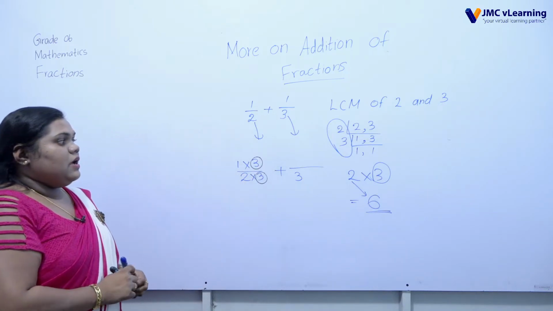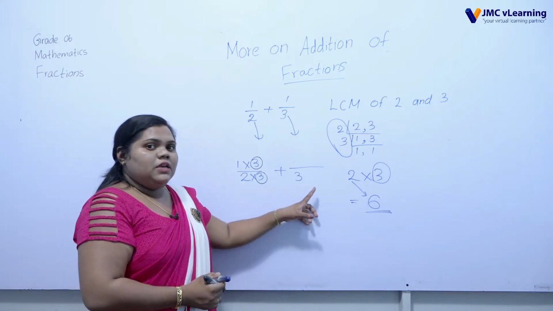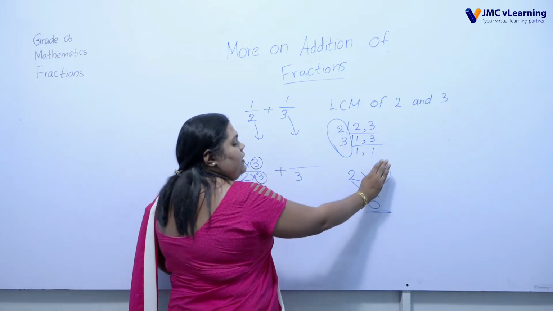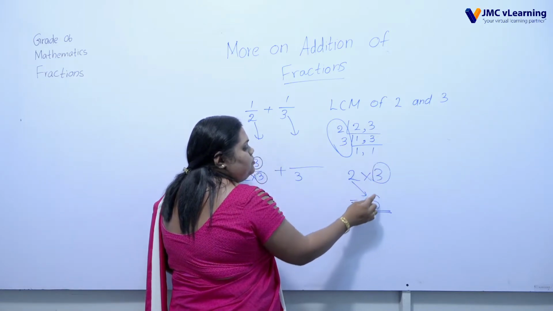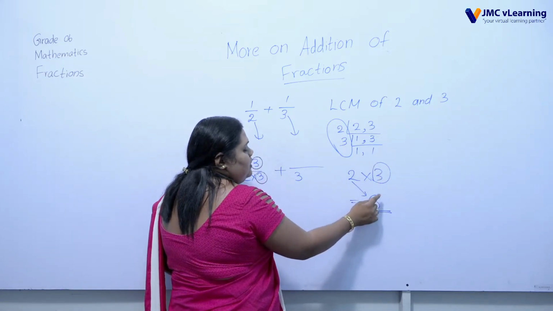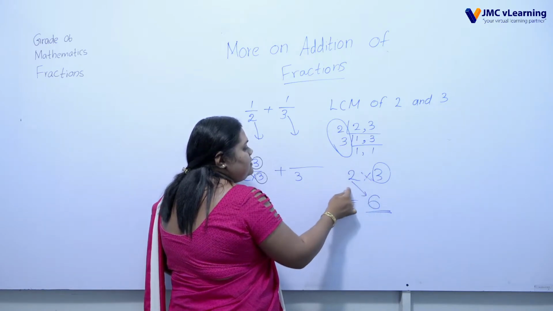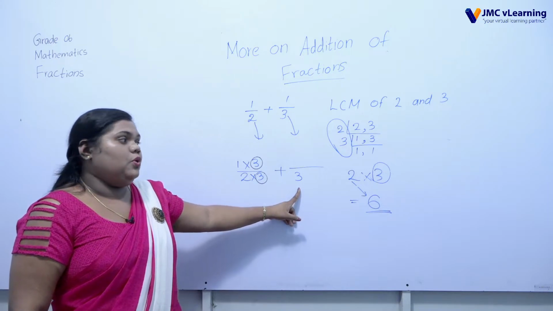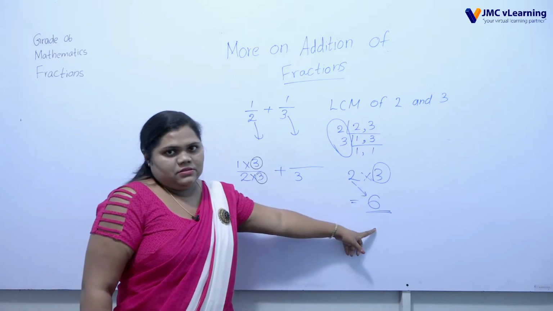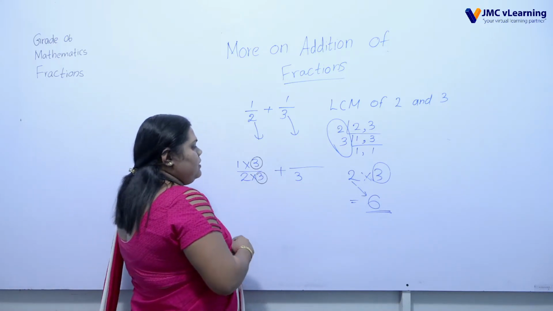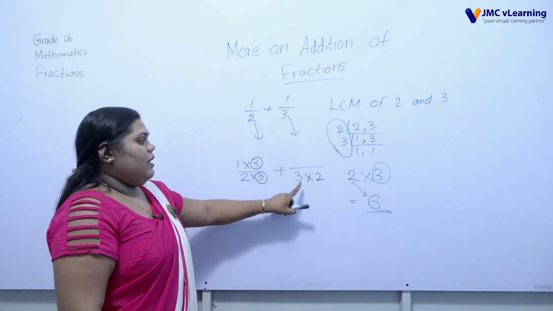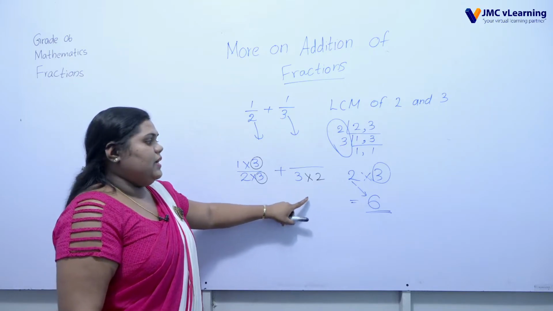Okay, next. Now we want to convert this 3 into 6. So, now look at this. To make this 3 into 6, if I divide 6 by 3, what is the answer? 2. It means this 3 you want to multiply by 2 to get 6. Okay, I have to multiply this 3 by 2 to get 6.